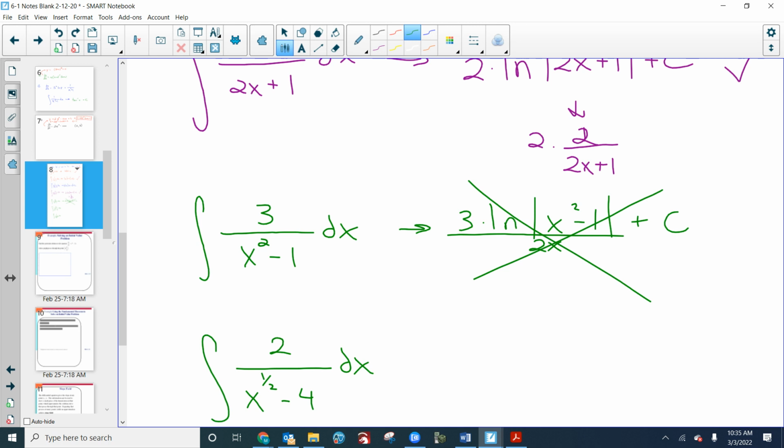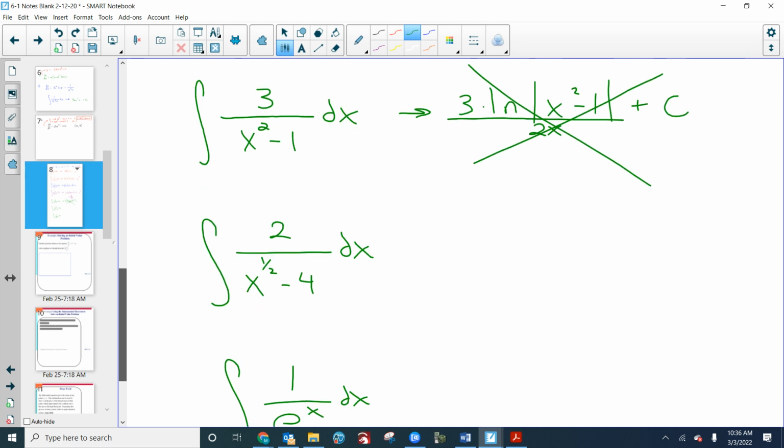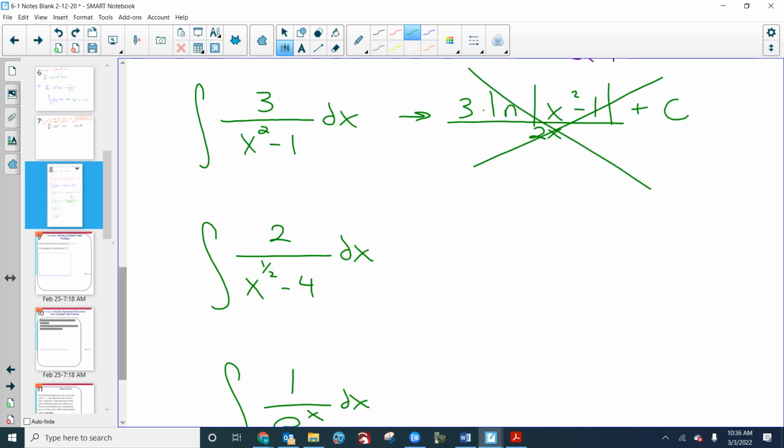That doesn't work. It's going to have a different antiderivative rule. Not ln. Next one. Oh, there's more. This is getting spicy.